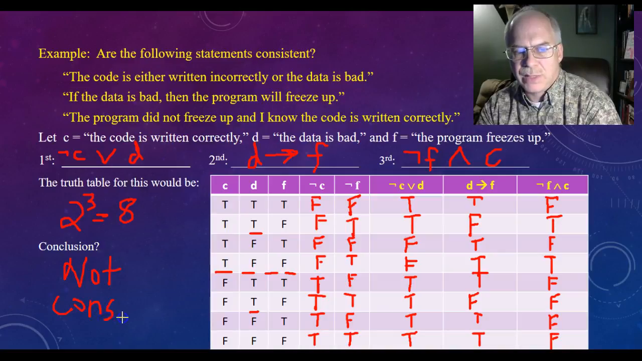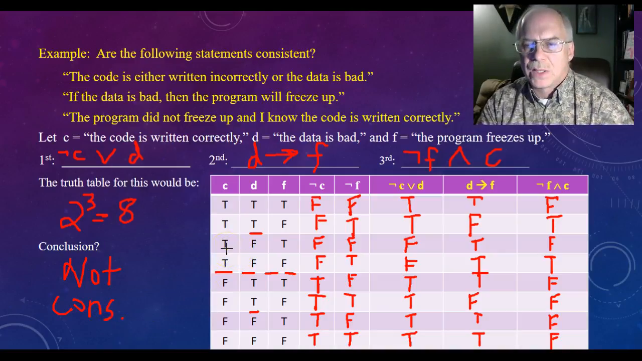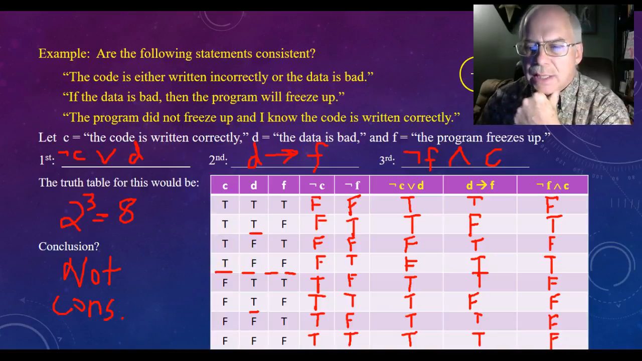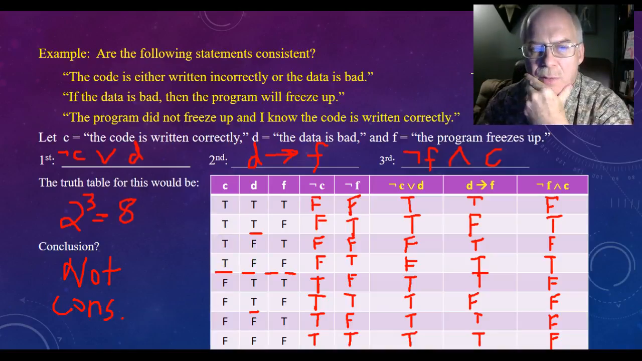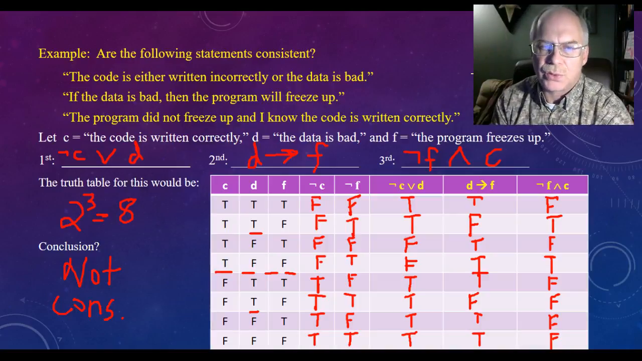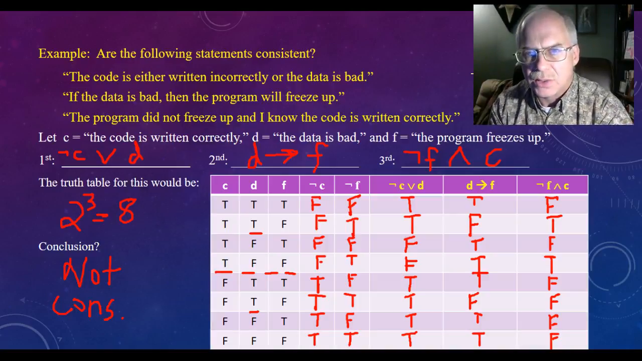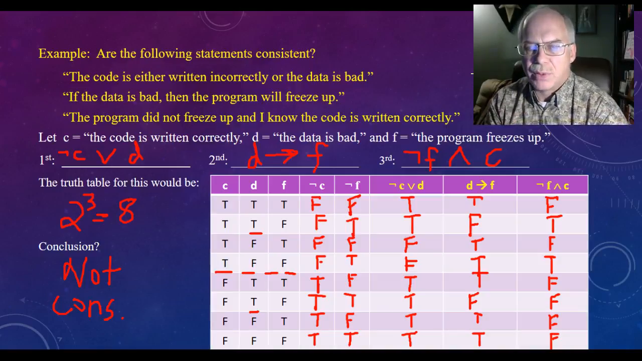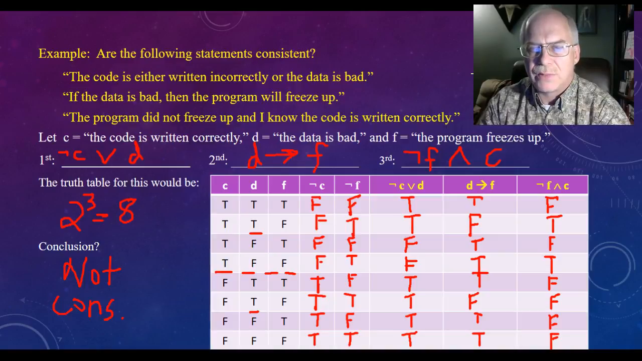All right, so I hope that helps. And I'll leave this up for a moment, but that's section 1.2, translating from English into logical symbolism, and then trying to put those statements together to see if they're consistent or not. Those are the 2 main things in the section. All right.